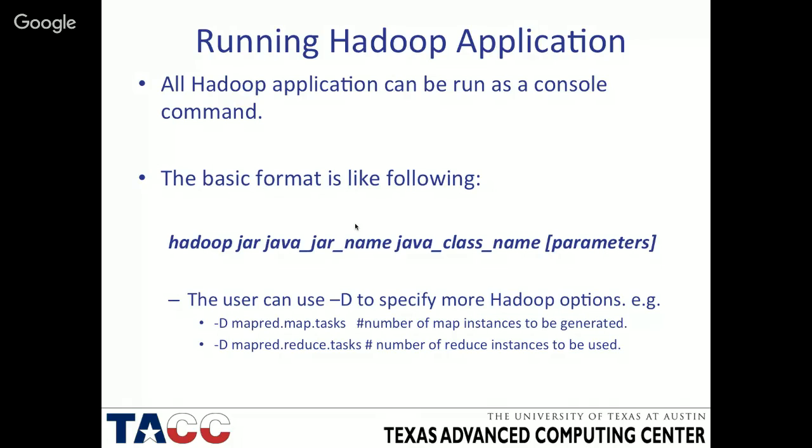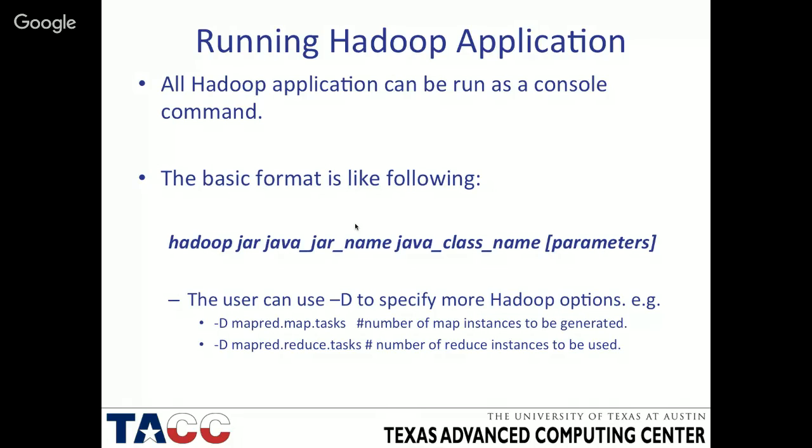The first three parts are similar to when you run a normal jar file, like you do java jar, the jar name, and followed by the class name. In this case, instead of using java, you need to use hadoop or yarn. Then at the end, you can give the parameters that are specific to your application, say your input path, your output path, that sort of thing.